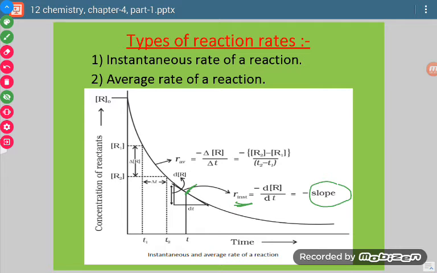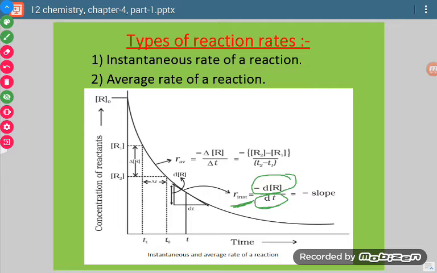Now slope, you know, it is y by x. So what is y? This much portion is y, and what is x? This much portion is x. So it is written like this, dR. R stands for reactant, so this is the decrease in the concentration of reactant, and this is the change in time. So this ratio will give us the instantaneous rate of reaction value.